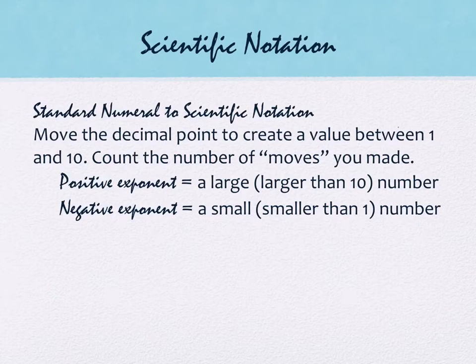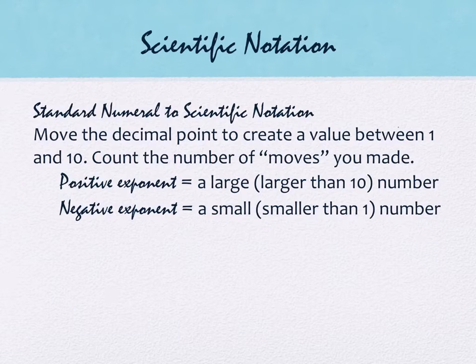One of the most difficult things about scientific notation has to do with changing them into and out of scientific and standard form. So when we are moving from standard numeral form into scientific form, we want to move our decimal point to create a value that is between 1 and 10. We want our number to be between 1 and 10. We count the number of moves that we made. Our exponent is the number of moves.